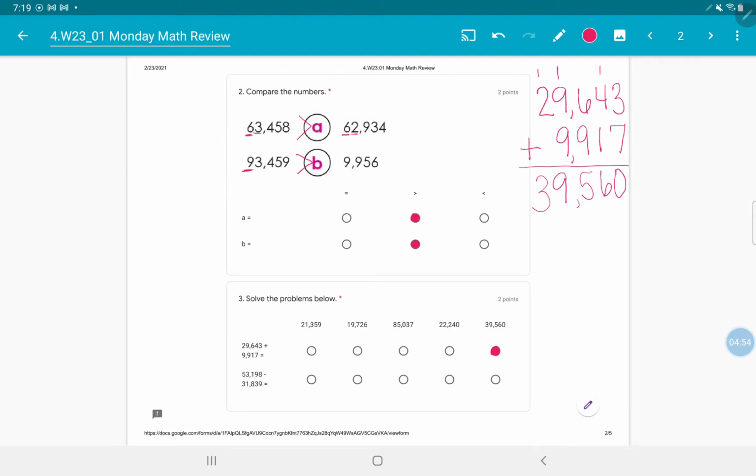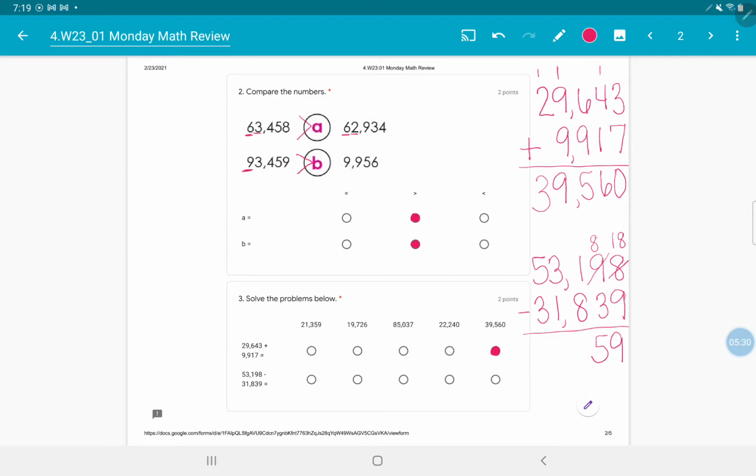Then we've got a subtraction problem. Got 53,198 and I'm subtracting 31,839. If I have 8, I can't take 9 from that. So I'm going to come borrow from this 9. That will become an 8. My 8 becomes 18. 18 minus 9 is 9. 8 minus 3 is 5.